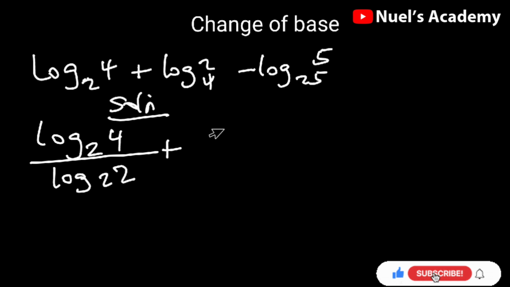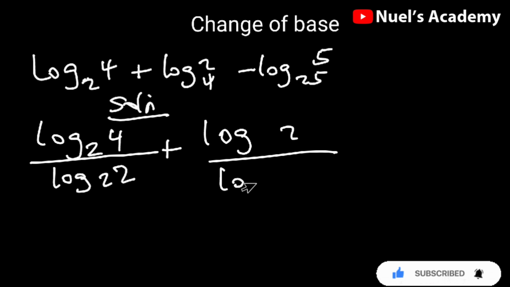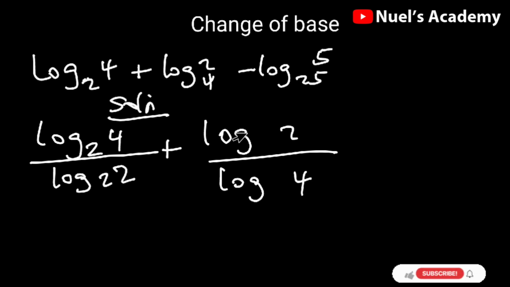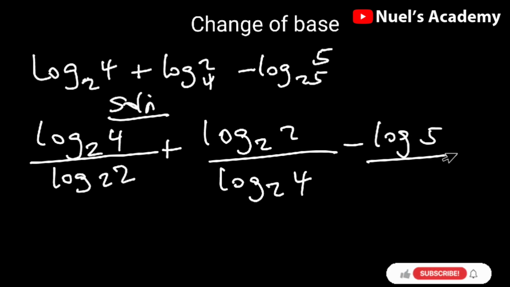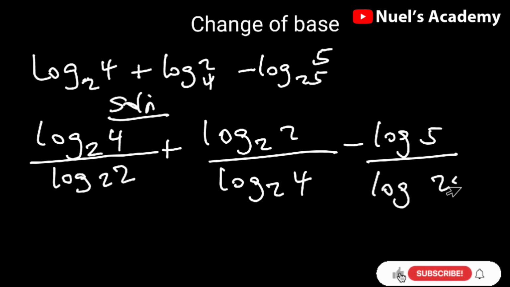Okay, so now plus log 2 over log 4. So which base is suitable for this logarithm? So the answer is still base 2, because 2 can divide 2 without remainder. 2 can divide 4 multiple times without remainder. And then this is minus, we have log 5 over log 25. So in this case, 5 is going to be the base we are going to employ here, because 5 can divide 5 multiple times without remainder. The same thing is applicable to 25 without remainder. So let's put 5 here.